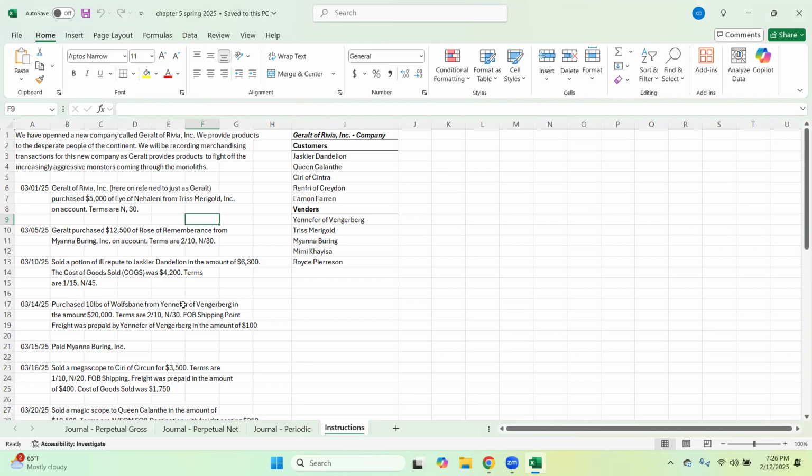So we're first going to do this using perpetual inventory, the gross method. Gross isn't like I'm going to get grossed out. It means gross is the total dollar amount.